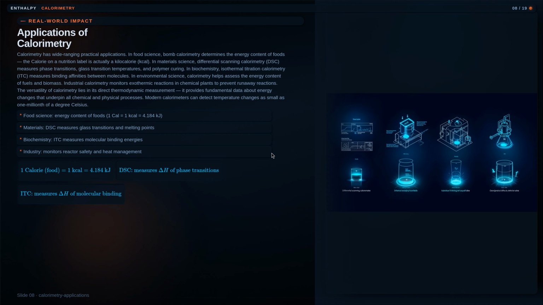In environmental science, calorimetry helps assess the energy content of fuels and biomass. Industrial calorimetry monitors exothermic reactions in chemical plants to prevent runaway reactions. The versatility of calorimetry lies in its direct thermodynamic measurement. Modern calorimeters can detect temperature changes as small as 1/1,000,000th of a degree Celsius.